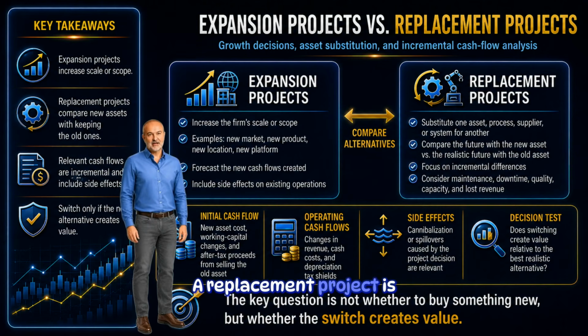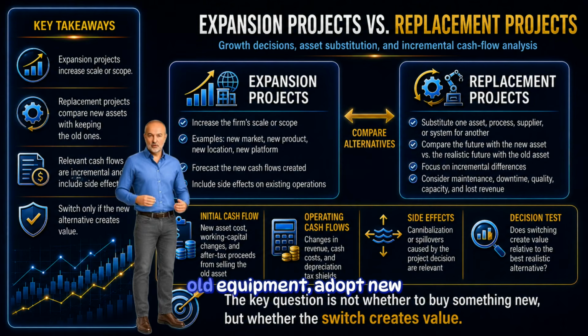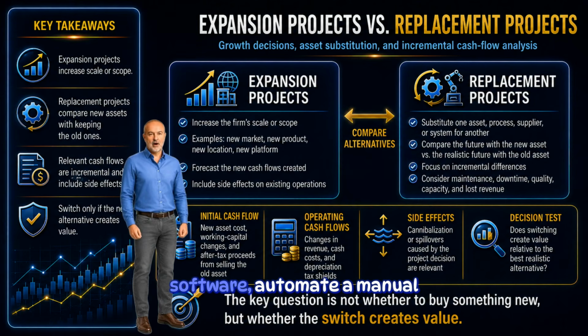A replacement project is different. A replacement project substitutes one asset, process, supplier, or system for another. The firm may replace old equipment, adopt new software, automate a manual process, or switch to a more efficient technology. For replacement projects, the relevant cash flows are incremental differences. We compare the future with the new asset to the realistic future if the firm keeps the old asset.